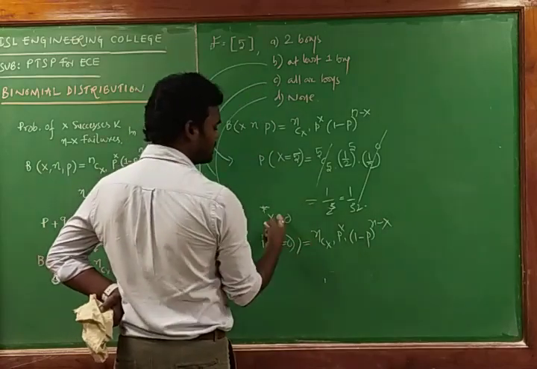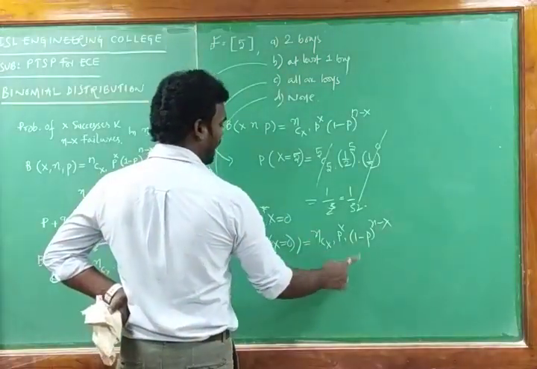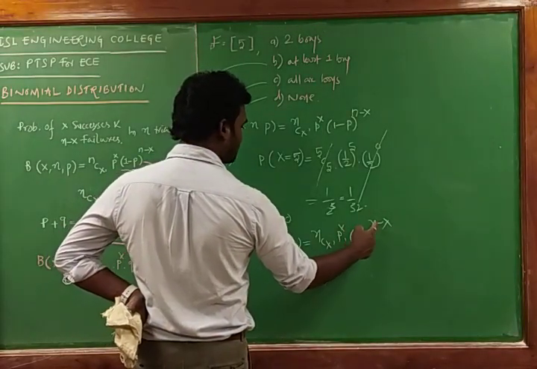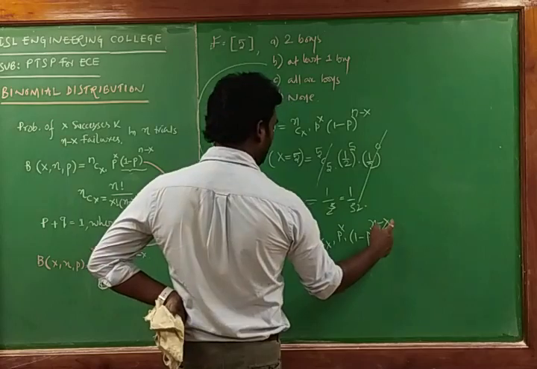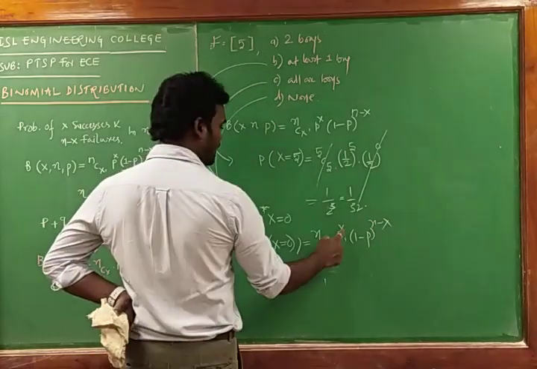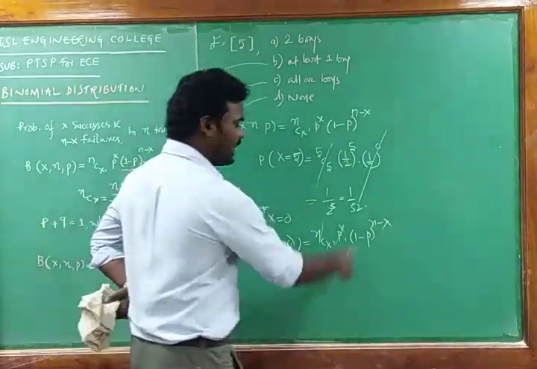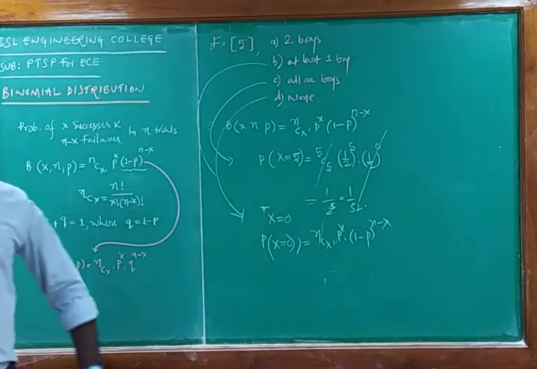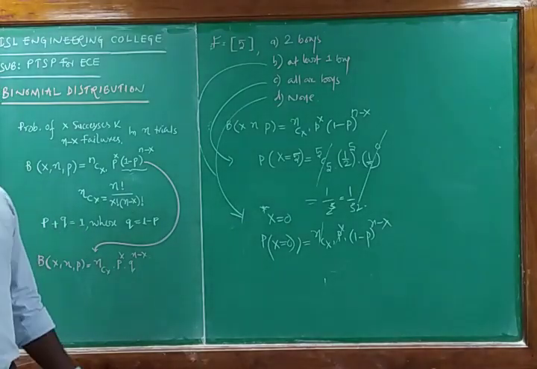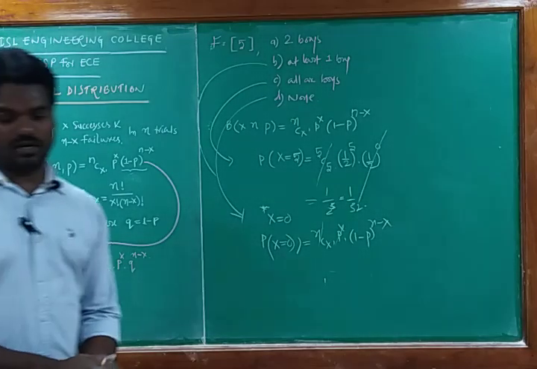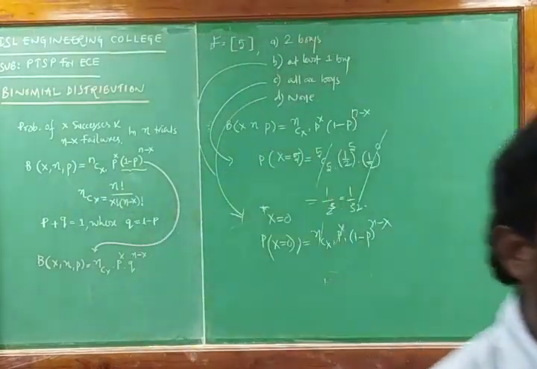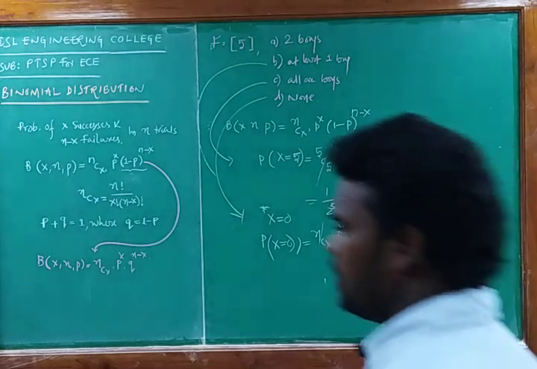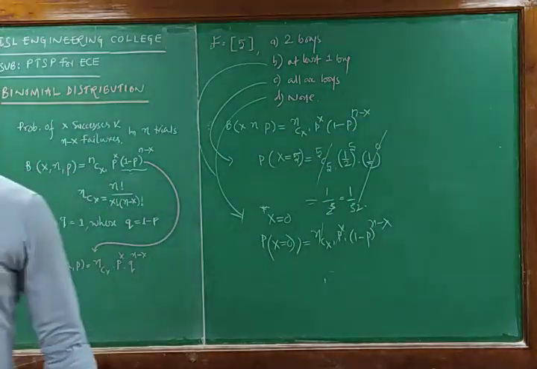n is 5, x is 0, so this is 1. And 1 minus 1 by 2 is 1 by 2, to the power of 5 minus 0, and here x is 0, so this is 1, and again the value is 1 by 32 only. This is how we have to solve the problems based on the binomial distribution. With the discussion of one more problem on this binomial distribution, I am going to close the session.